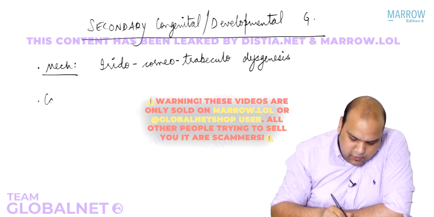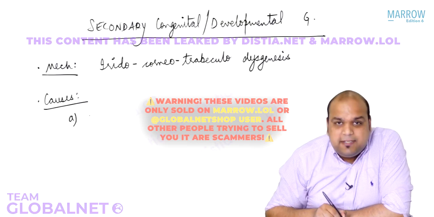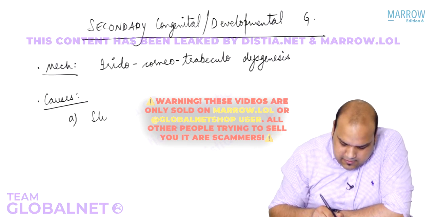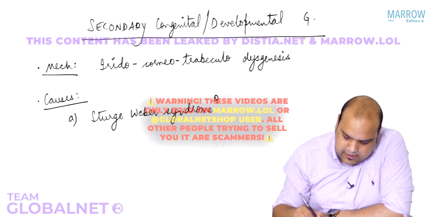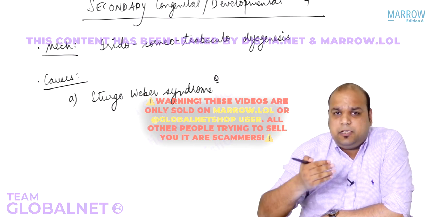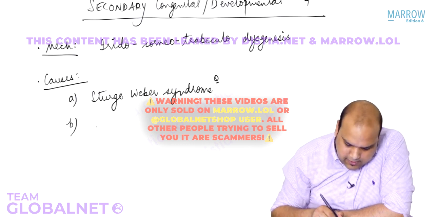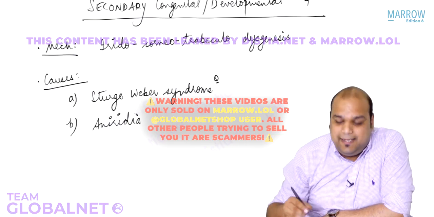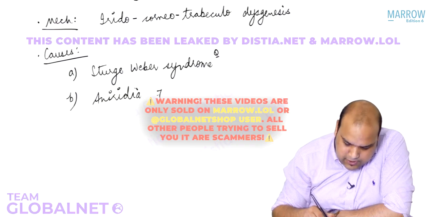Now, what are the important conditions which cause glaucoma? The first important condition, everybody, is Sturge-Weber syndrome. Please remember, questions are asked: what is the manifestation of Sturge-Weber syndrome in the eye? Secondly, everybody, another important cause is aniridia, absence of iris. Absence of iris can also lead to glaucoma in almost 75% of cases.